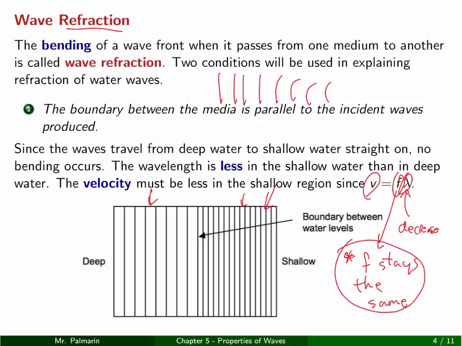Circle that. But the wavelength decreases. Frequency stays the same, wavelength decreases, therefore velocity must decrease as a number. You can see that here, going from the deep end to the shallow end.